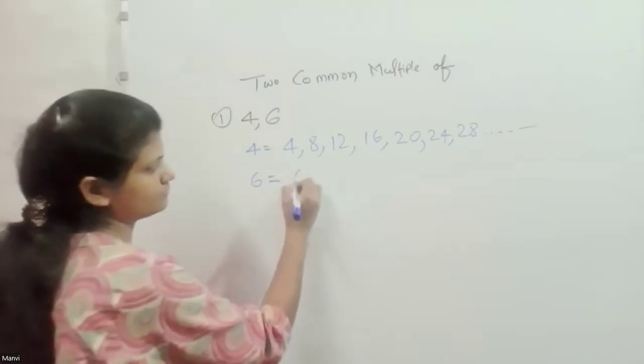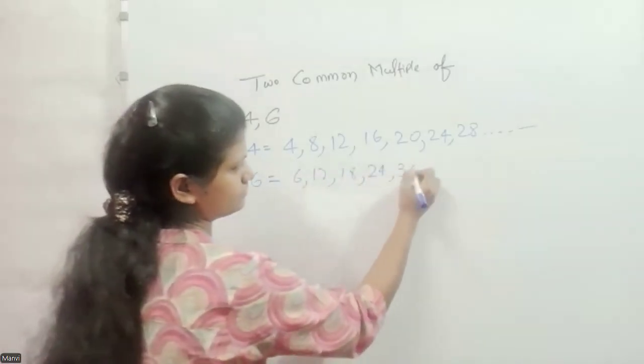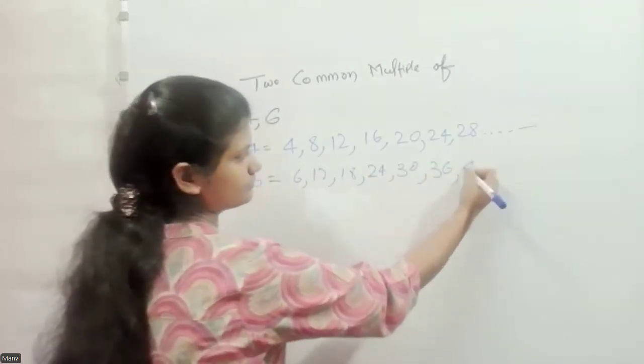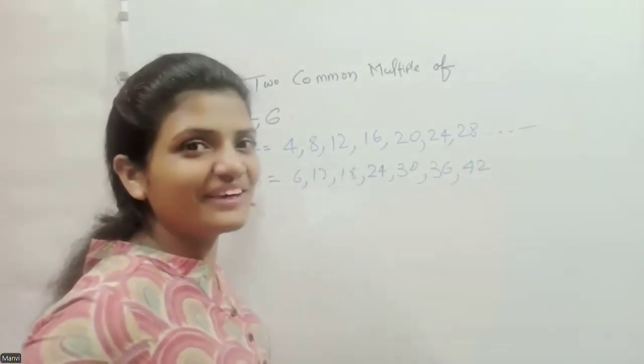6, 12, 18, 24, 30, 36, 42, 48. Again, revise your times table, okay?